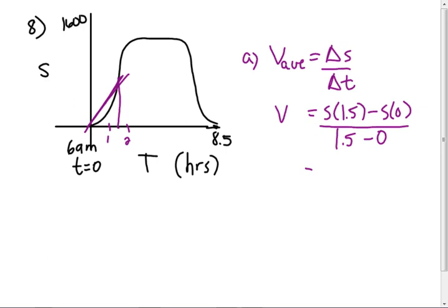What's S of 1.5? You've got to read it off your graph now. Looks like, let's just keep it simple, 600 minus 0 over 1.5 minus 0. Now, what would they expect on the exam? By the way, you can leave your answer just like that. You do not have to do anything with it. You don't have to divide it.